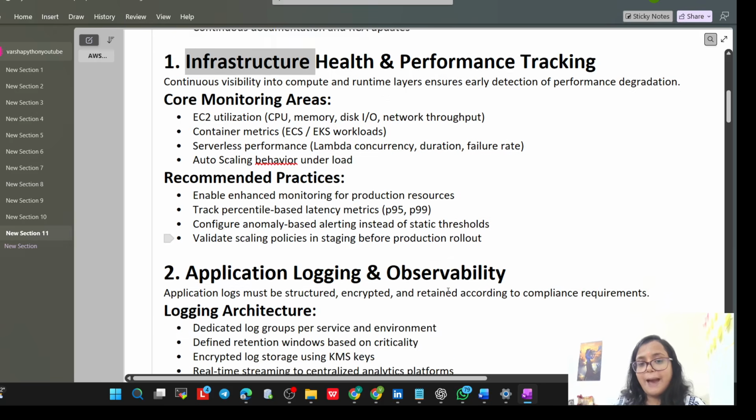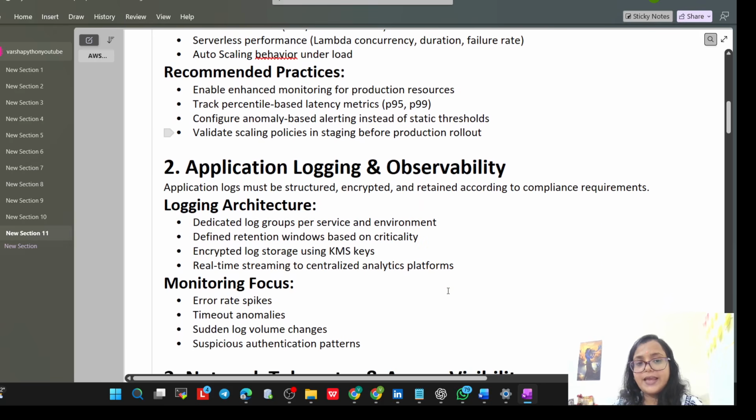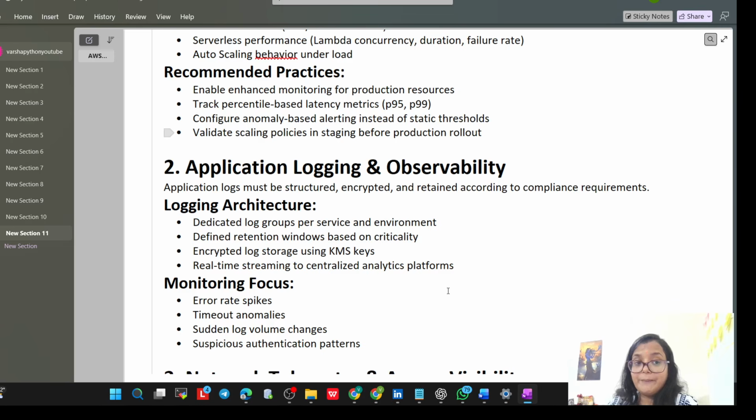Now, application logging and observability. Application logs must be structured, encrypted, and retained according to compliance requirements. For the logging architecture: dedicated log groups per service and environment, defined retention windows based on criticality, encrypted log storage using KMS keys, and real-time streaming to centralized analytics platforms. This is about the logging architecture.